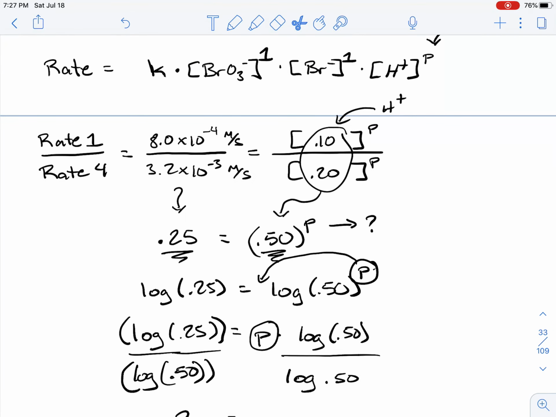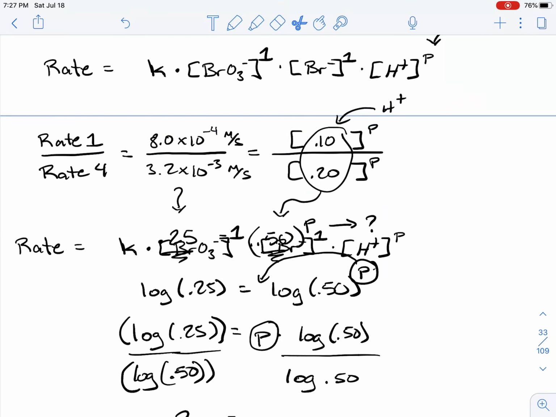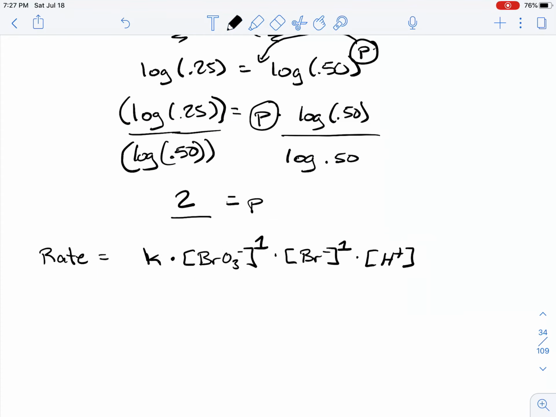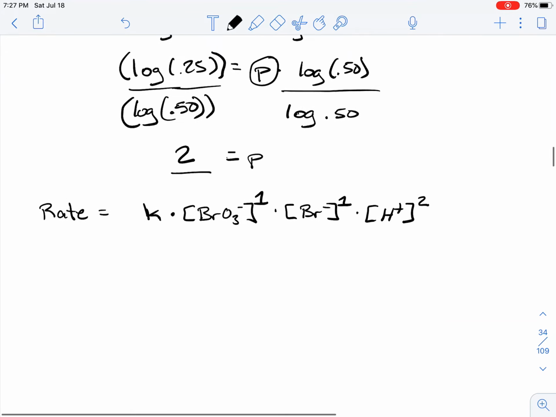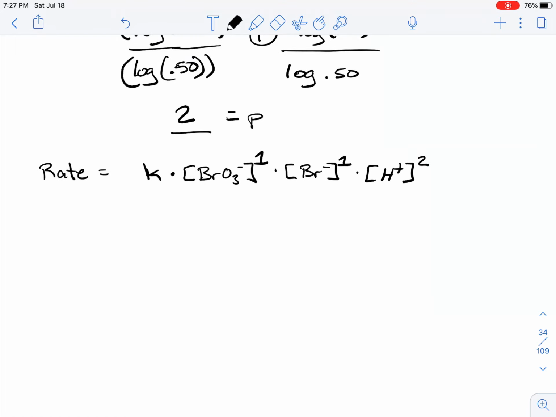And so now I'm going to go ahead and update my general rate law once again for this chemical reaction. Now that I've solved for the value of p, I'm going to erase the variable p and replace that with the value of 2, the exponent 2. We're almost done solving for the complete rate law. The only thing that we need to do is to solve for the rate constant k. You can only solve for the rate constant k once you have figured out all of the orders of reaction.